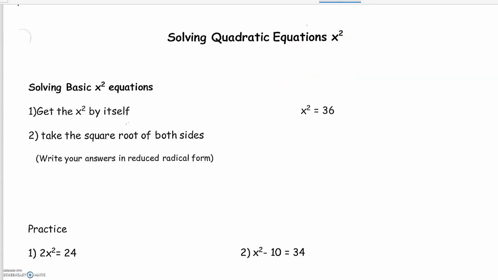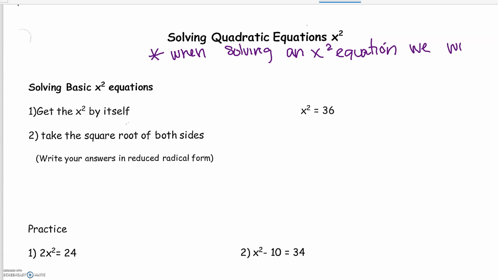In this lesson, we're going to talk about solving quadratic equations. So our goal is to get x squared by itself. We are going to have two solutions. So when solving an x squared equation, we will have two solutions. When you do the square root of something to undo that x squared, you have two answers and you need that plus minus.